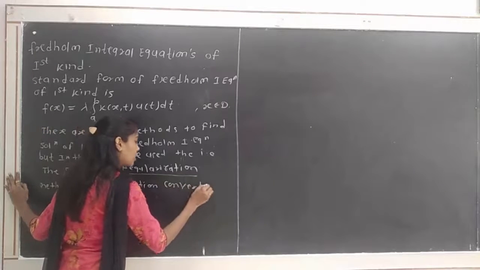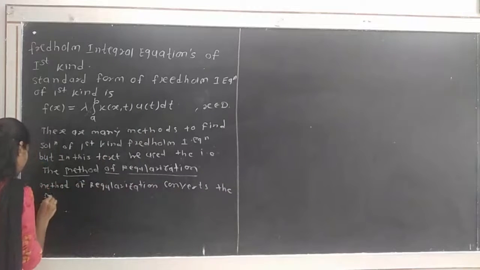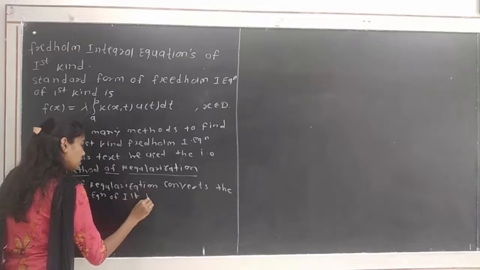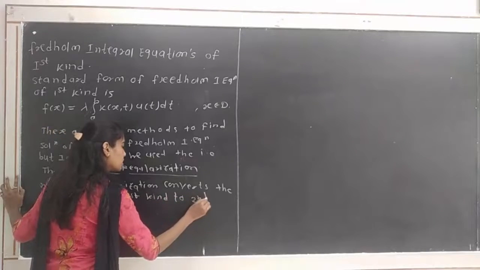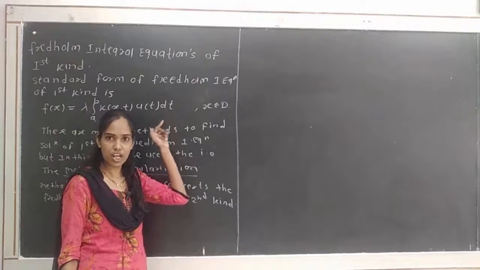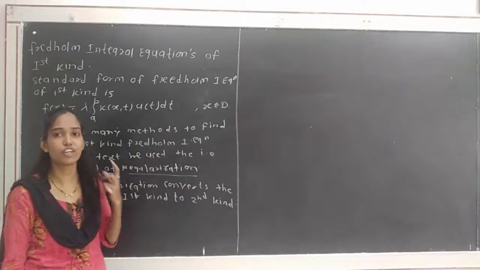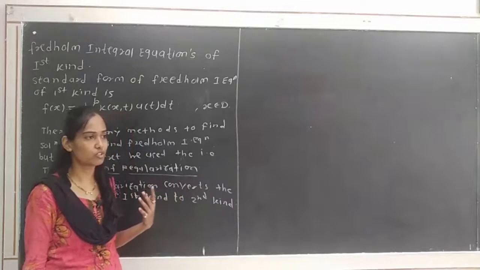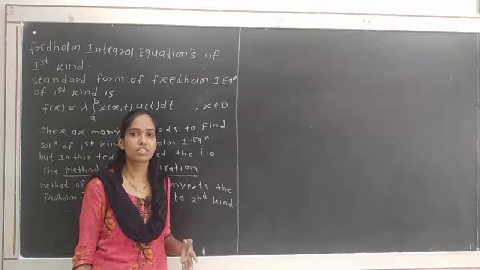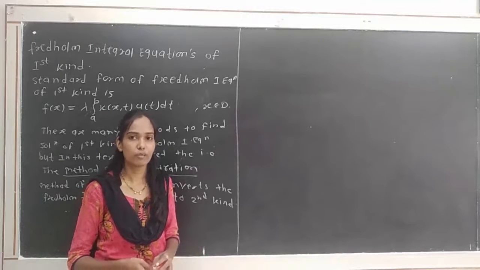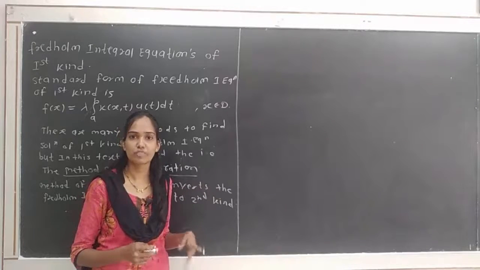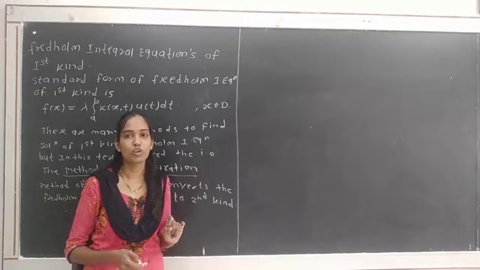The method of regularization converts the Fredholm integral equation of first kind to second kind. Using the method of regularization, first we convert the first kind equation to a second kind Fredholm integral equation, either homogeneous or non-homogeneous, and then we solve that equation. In all the previous lectures we saw how to find the solutions of second kind Fredholm integral equations, all the methods. Any one of those methods we can use to find the solution of the second kind, and from that we rewrite the solution of the first kind integral equation.